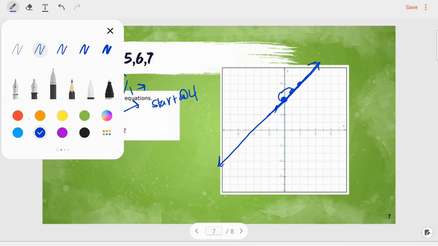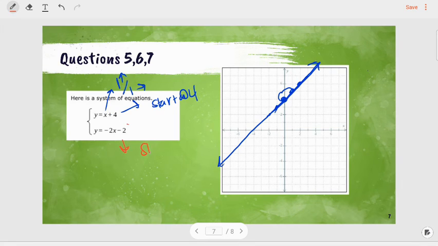Now graph our second one. Start at negative 2. And my slope is negative 2. Make sure it's a fraction, negative 2 over 1. So I'm going to move, because it's negative, down 2 and to the right 1. That positive 1 on the bottom always means I'm moving to the right. So I'm starting at negative 2, moving down 2 and to the right 1. Right now, it doesn't look like my lines are going to connect because it's going down. But if I extend my line by using my tool, I can see that they cross right here at the ordered pair negative 2, 2.